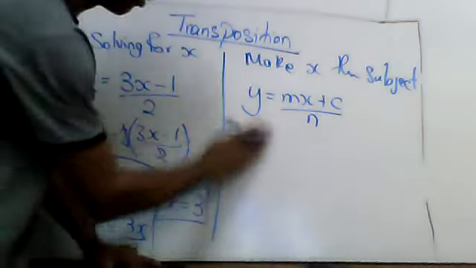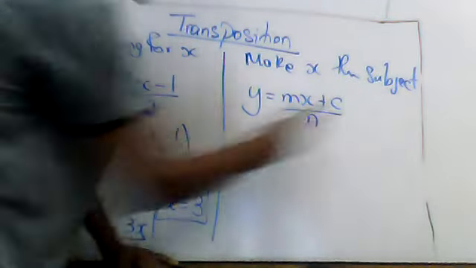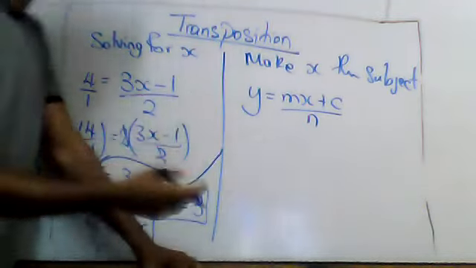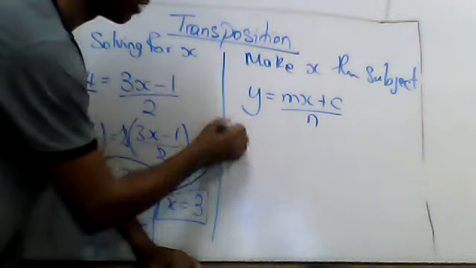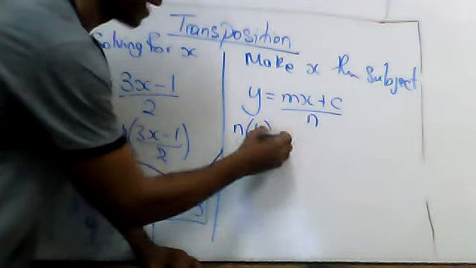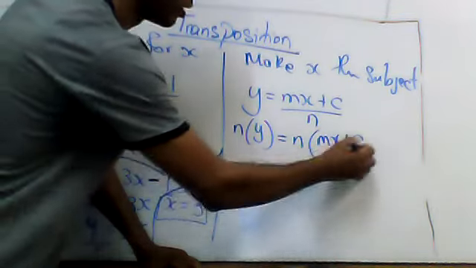So what do we need to do? What are we going to do with that n? We're going to multiply n by everything. So it's just like cross multiplying, but forget about the cross multiply, it's the same thing. We're going to multiply everything by n. So it's n times y equals n times (mx plus c over n).